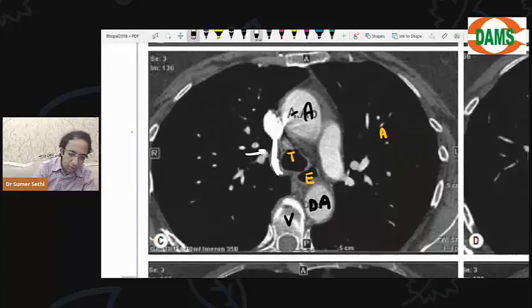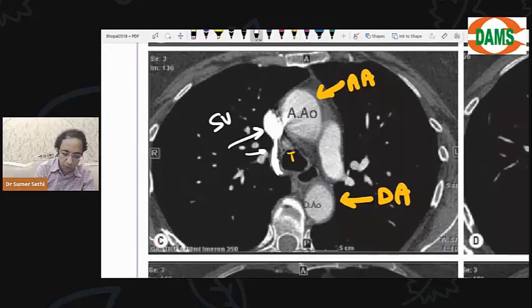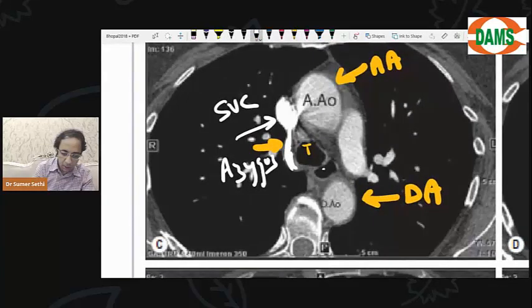Then if you recall from my last class, I'm just revising from the previous class, beta. In the last class I told you that the structure which is anterior is the ascending aorta. Posteriorly you have the descending aorta. This is your superior vena cava, and this is the azygous vein draining into the superior vena cava. We also saw the trachea, and behind the trachea we saw the esophagus. Are you able to recall all this?